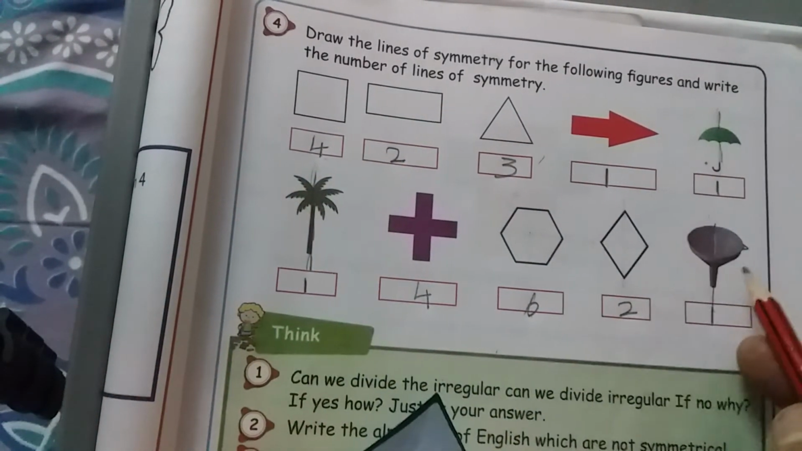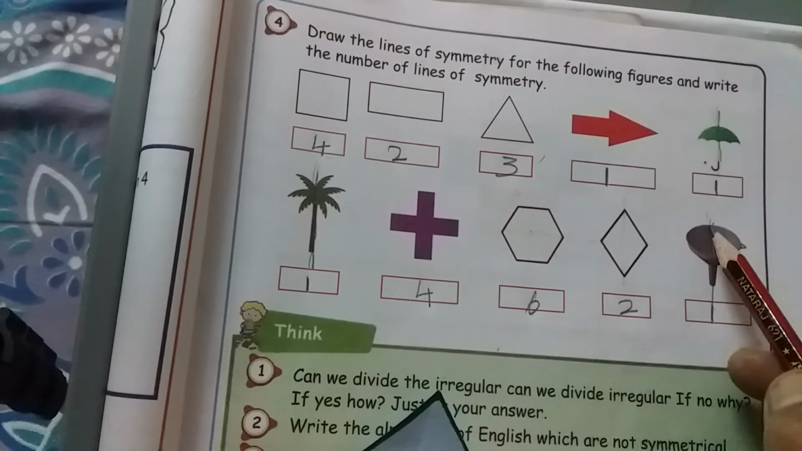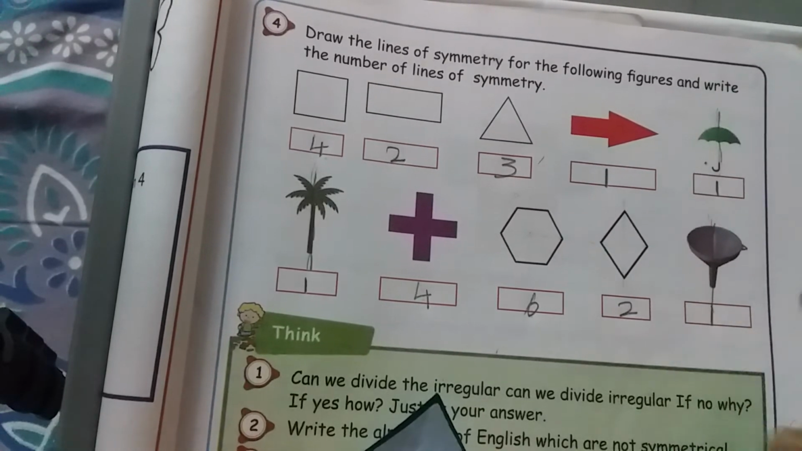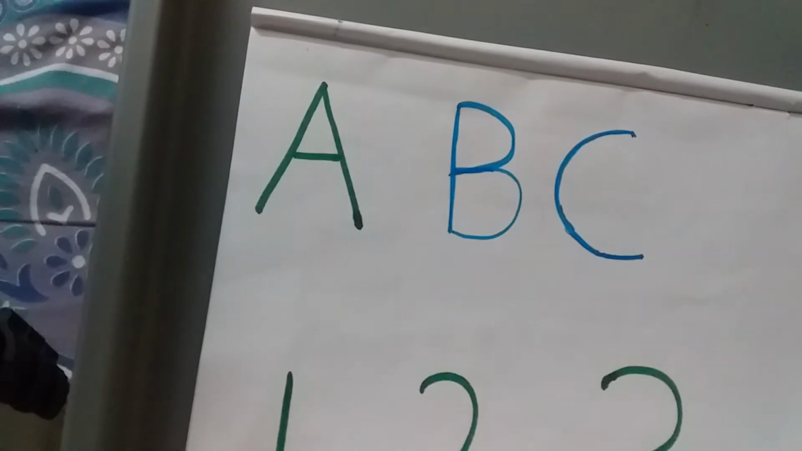And what is this? It's a funnel which we use to pour oil and so on. So at the center, we draw one line of symmetry. So it has 1 line of symmetry. Now we'll see some more lines of symmetry. Now let us see in alphabets, the English alphabet.